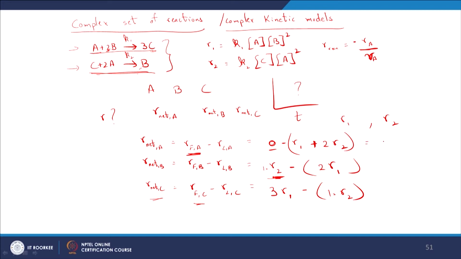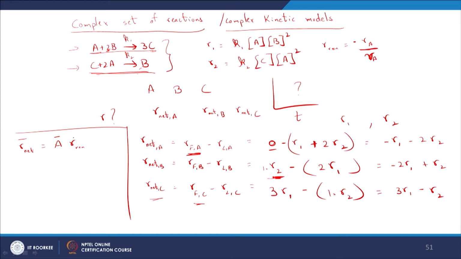So if we just simplify that here, R net A is minus R1 minus 2 R2, R net B is minus 2 R1 plus R2, and R net C is 3 R1 minus R2, right? So in general, how are we going to express these sets of equations? We are going to express them as matrices. The R net matrix is equal to the relevant coefficient matrix times the rates of reaction matrix, right?